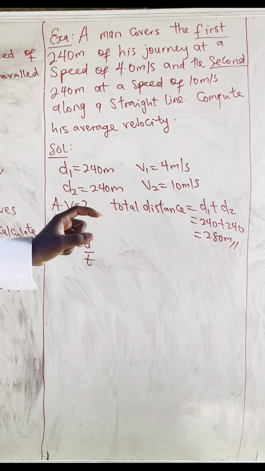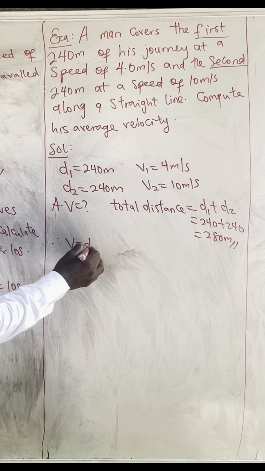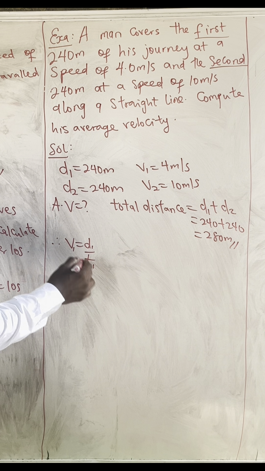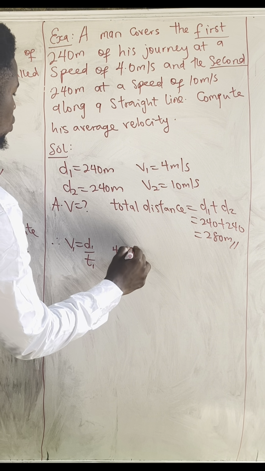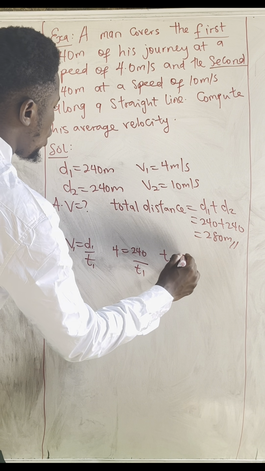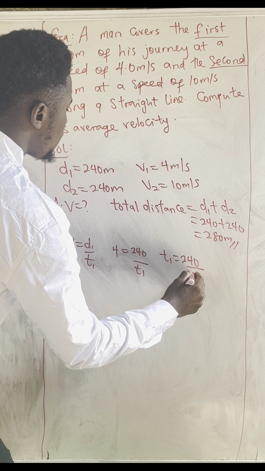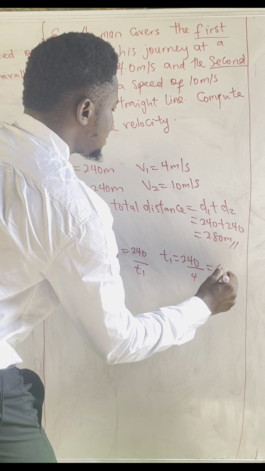So I'm going to look for the first time, t1. I'm going to say v1 is equal to d1 over t1. My v1 is 4. That will be 4 is equal to d1, which is 240, all over t1. Then my t1 will be equal to 240 over 4. Then this will be equal to 60 seconds.